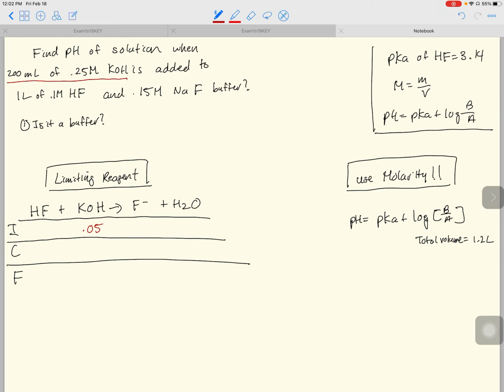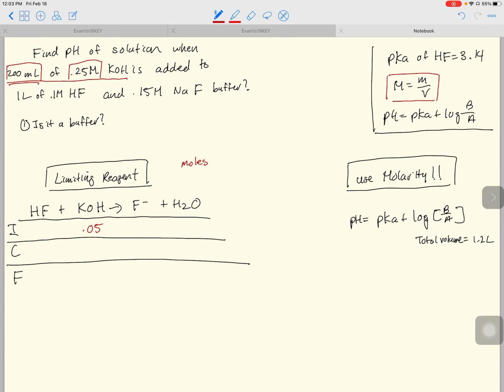Now, I wanted to slow it down right now because when we do a limiting reagent problem, we have to use moles. And this is super important. We cannot just plug in the molarity values. We have to use moles. And so how can we find moles? Using this formula: molarity equals moles over volume. And so I did the KOH right away, where I just did 0.25 molarity times 0.2 liters, which is 0.05.